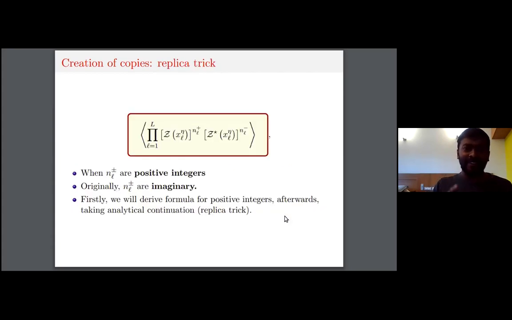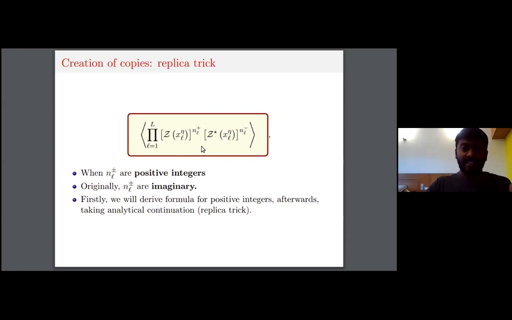Now, the very important trick, the replica trick, is that even though NL plus and NL minus are imaginary, we assume them to be positive integers. This is related to analytical continuation. Once we do that, we can use the partition function representation of z to simplify this expression. Because we have assumed them to be positive integers, we can write them as NL plus copies, which is like creating copies of z, and similarly NL minus copies, like creating copies of z star.